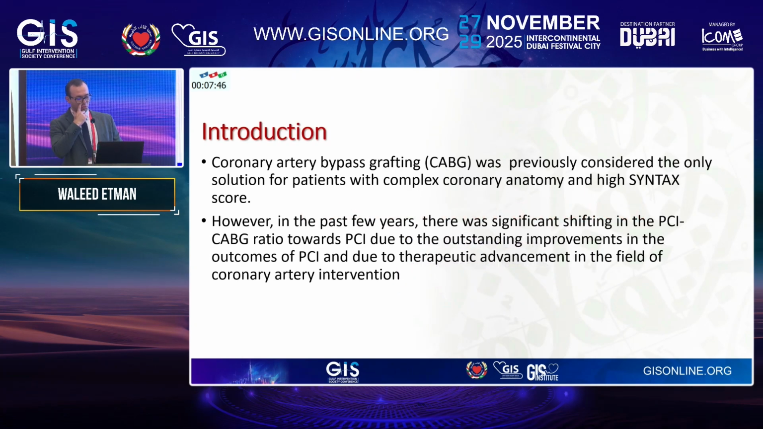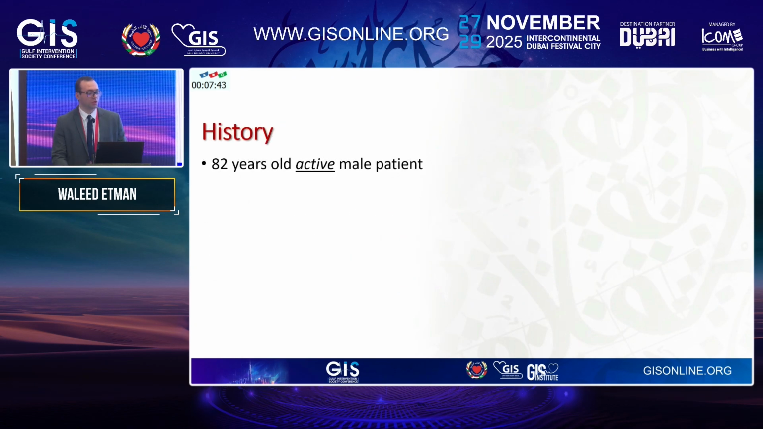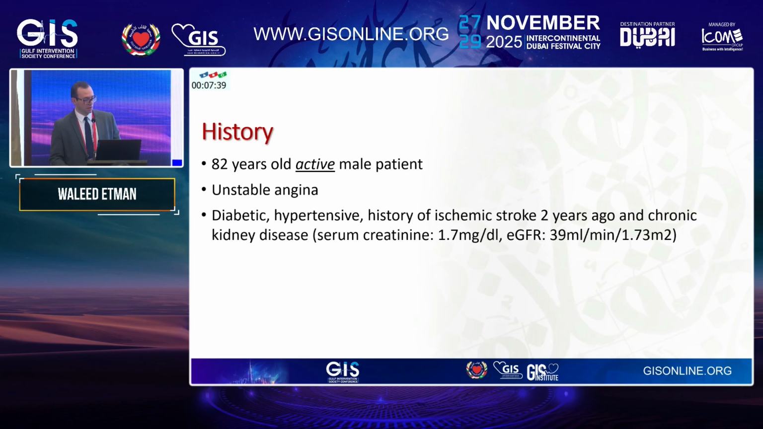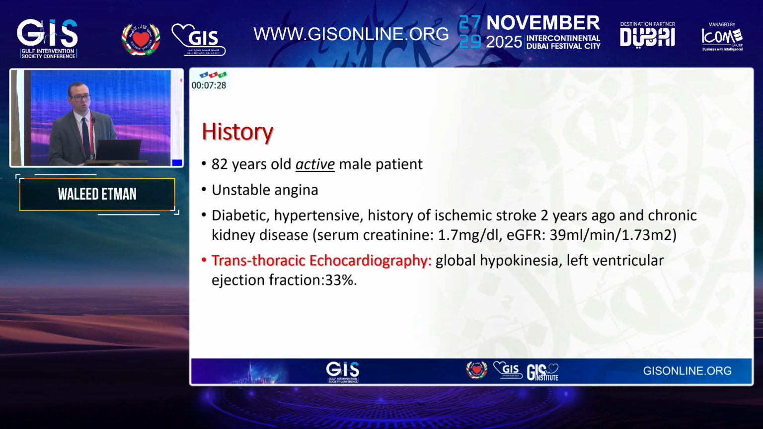So today I'm going to present my case. He's an 82-year-old active male who presented to us with unstable angina. He is diabetic, hypertensive, with a history of ischemic stroke 2 years ago, with chronic kidney disease, serum creatinine of about 1.7 milligram and GFR 39.